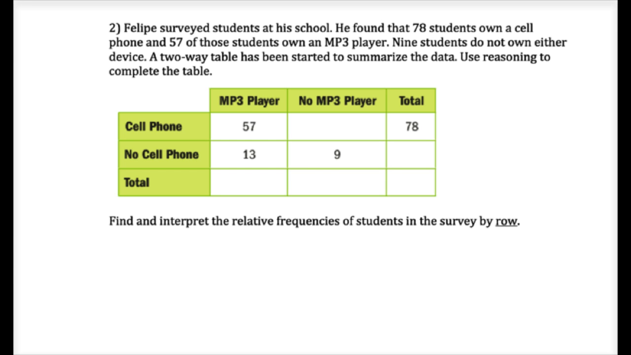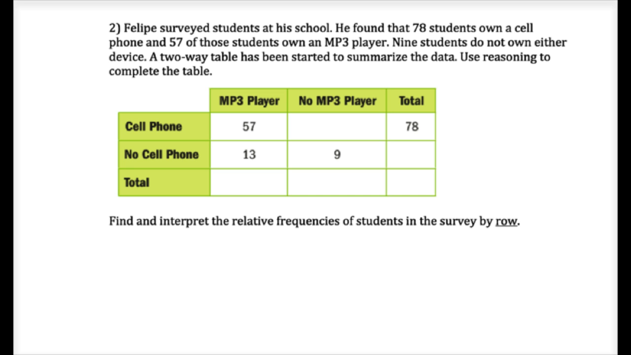Felipe surveyed students at his school. He found that 78 students own a cell phone, and 57 of those students also own an MP3 player. So he put 78 in the total cell phone because that's how many kids got a cell phone, and 57 of them had an MP3 player as well. So there's the both thing going on. 9 students do not own either device, and 13 students have an MP3 player but no cell phone.